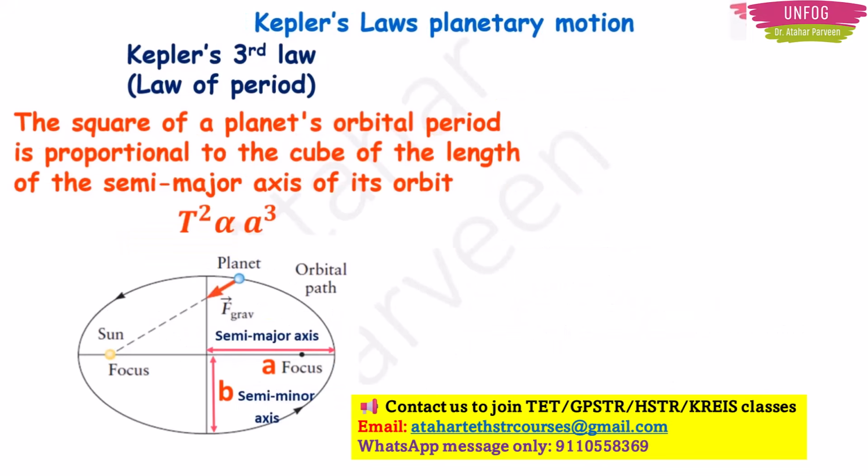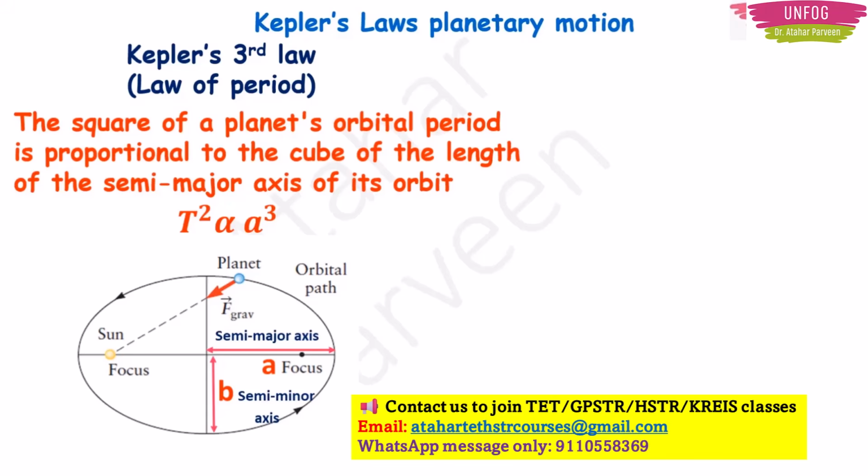Third law, Kepler told that the square of a planet's orbital period, the time in which it is moving around the sun, if you do the square of that time, this is proportional to the cube of the length of the semi-major axis of its orbit. Here I have drawn the semi-major axis for you. This is known as the semi-major axis A.